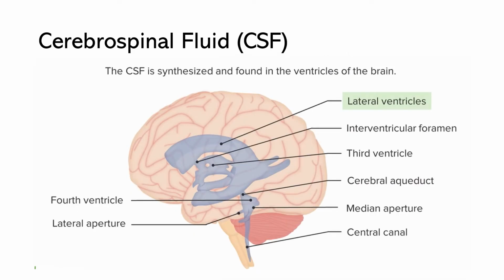The cerebrospinal fluid is synthesized and found in the ventricles of the brain. Starting with the lateral ventricles, the cerebrospinal fluid travels from the lateral ventricles to the interventricular foramen. Then from there it goes to the third ventricle, and then travels down the aqueduct of the midbrain into the fourth ventricle. From there it leaves out of the lateral aperture and the median aperture to go towards the spinal cord and the central canal of the spinal cord.